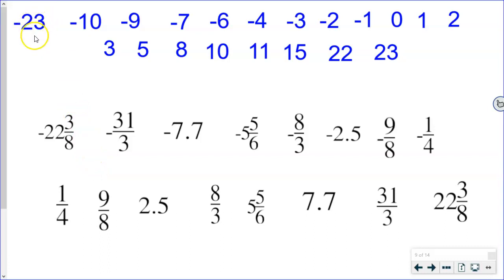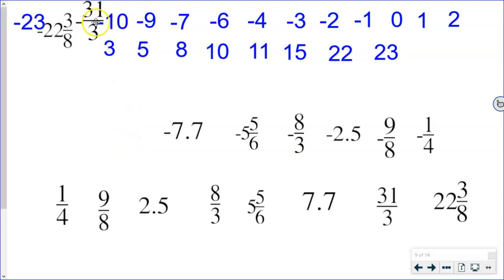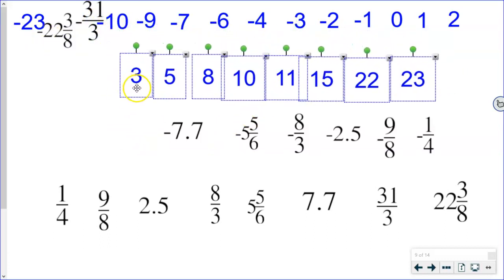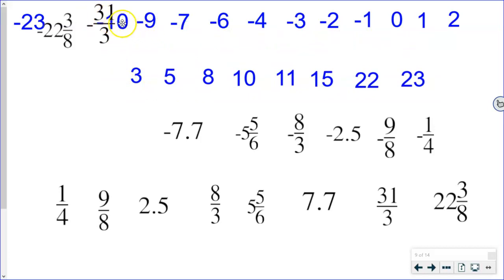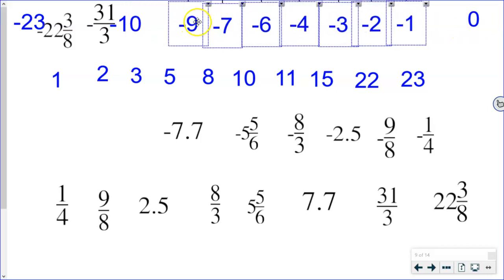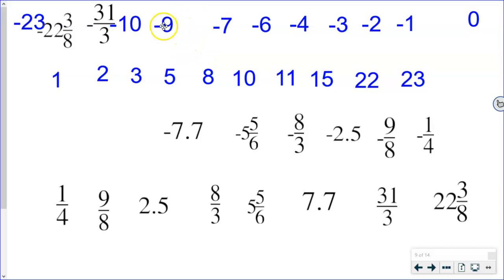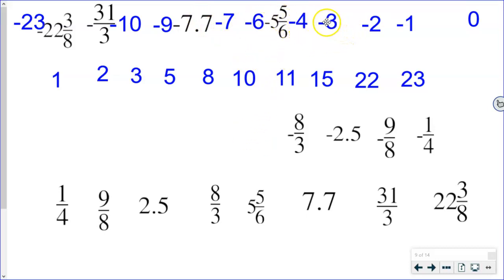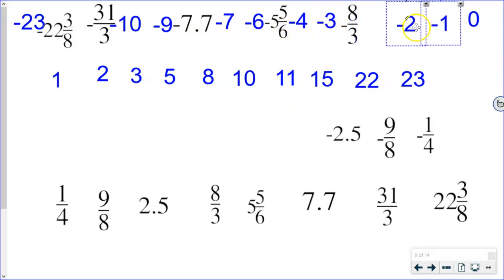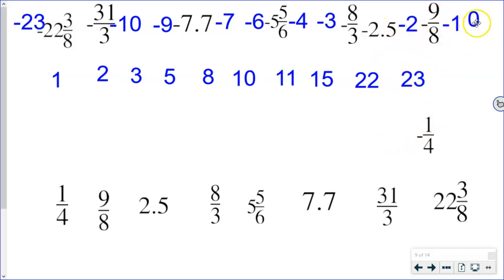The most negative, in other words the least, was negative 23, and in between those, we'll have our yellow one, negative 22 3/8. Then, I'm going to have to scooch these over a little bit because negative 31/3 is more negative than 10. Then negative 10, negative 9. Sorry, just trying to make that fit a little bit nicer on here. Negative 7.7 is going to be more negative than negative 7. Negative 6, negative 5 5/6, negative 4, negative 3, negative 8/3, negative 2.5, negative 2, then negative 9/8, then negative 1, then negative 1/4, then 0. How did the negative side of your number line turn out? Does it match mine? Yes.